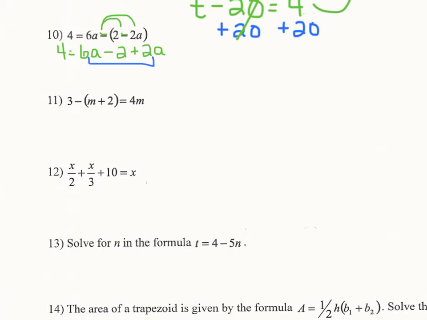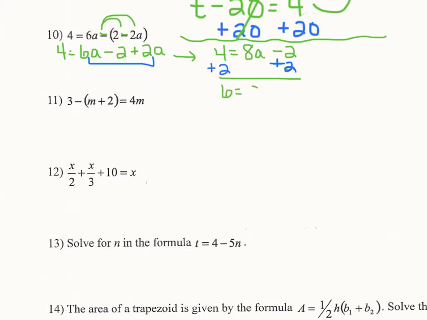So now I have an equation that says 4 equals 8a, because 6 plus 2 is 8, minus 2. I've got all my variables on the right, so I'm going to move my other numbers to the left. I'm going to add 2, add 2, and I end up with 6 equals 8a.